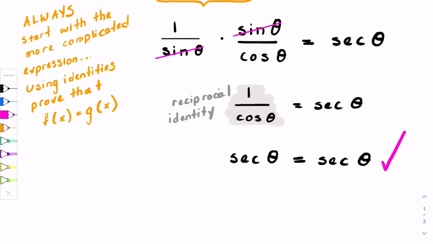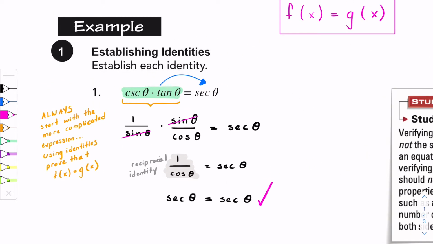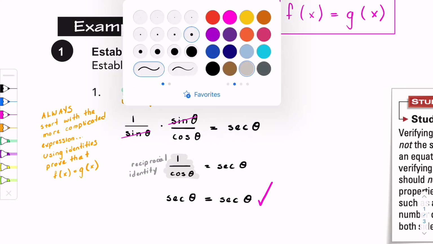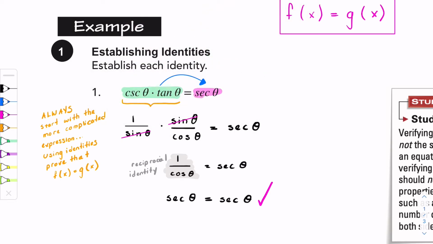And that's what you're doing when you're establishing identities. You're proving that one side, typically the more complicated side, can be manipulated and set equal to the other side of the equal sign. And that's what we did. When we arrived at our final answer, we can see that our original secant of theta remained in the problem the whole time.